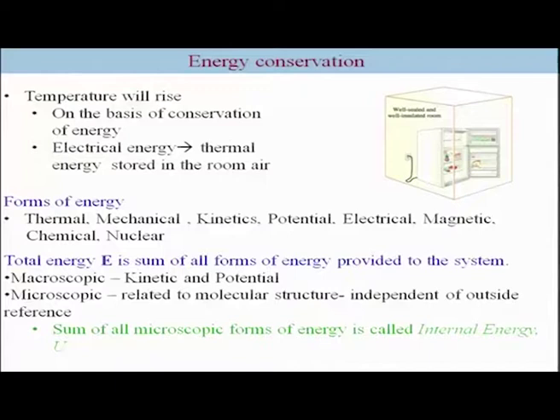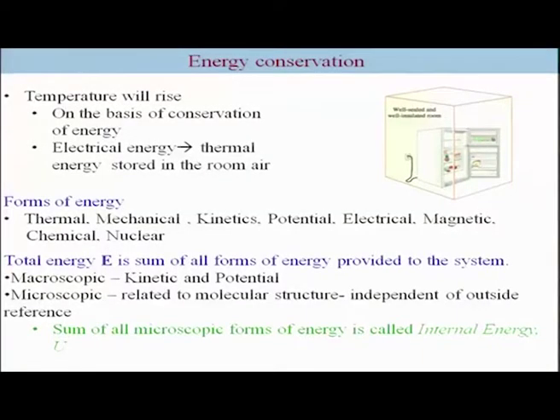Now, there are many examples, but when we talk about thermodynamics, we often deal with energy and its transformation. So, let me first talk about the different forms of energy. These are thermal, mechanical, kinetic, potential, electrical, magnetic, chemical and nuclear. Now, the total energy of the system consists of all forms of energy provided to the system.